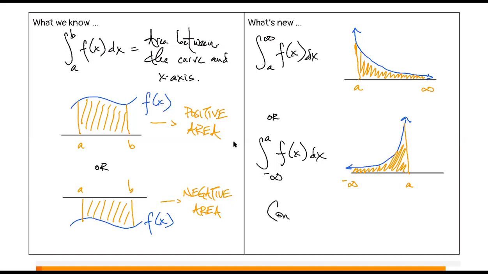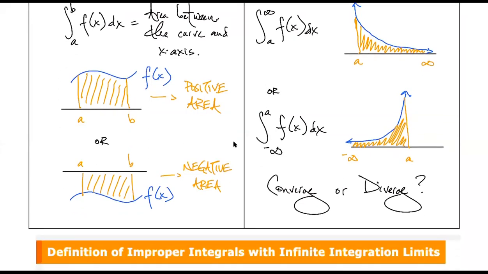does it converge or does it diverge? Okay. Converge means that we try a process and we're actually able to find a number. Okay, so converge means we get a numerical answer. Diverge means we end up with positive or negative infinity as our answer.